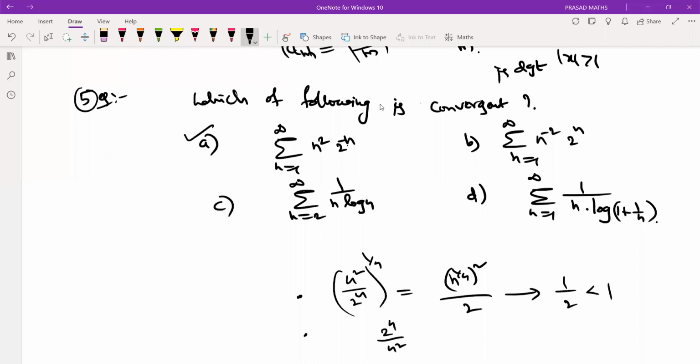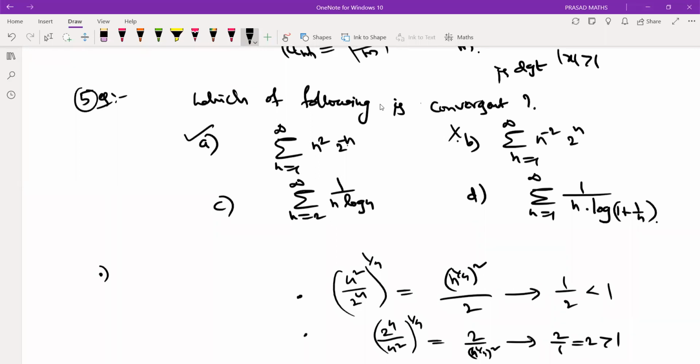Second one, again here we have 2 power n by n square. Again it is a positive term series. You can apply nth root test because there is a power. This is 2 into n power 1 by n whole square. So therefore this tends to 2 by 1 whole square. This is 2 by 1. This is bigger than 1. This is divergent. This is discarded.